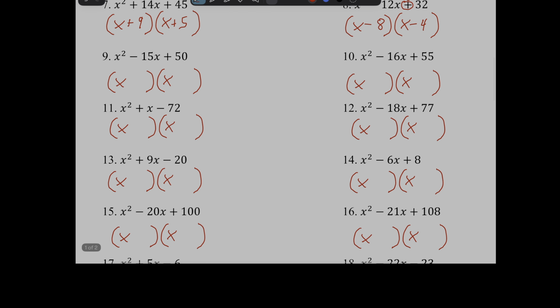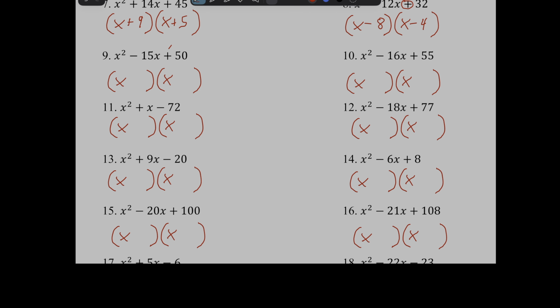Okay? Number 9, my third term is positive. Signs are the same. Take the sign of the middle, which is going to be minus and minus. So now, because it's third term positive, the factors will add to 15, and that's going to be 10 and 5. Number 10, third term positive. Signs are the same. Take the sign of the middle, minus, minus. What multiplies to 55 and adds to 16? 11 and 5.